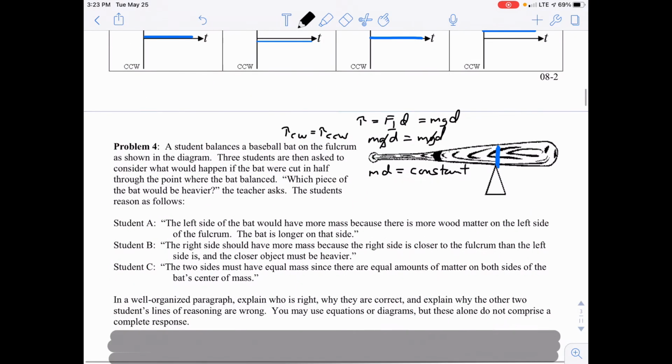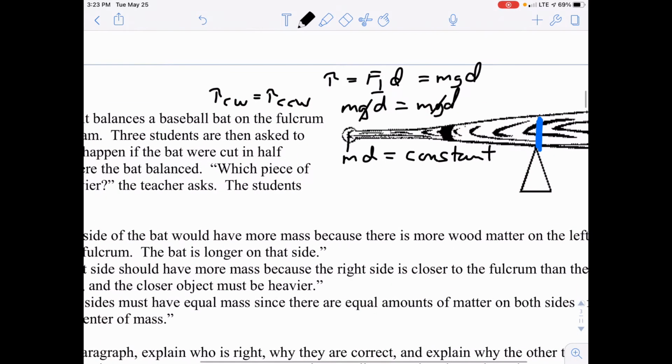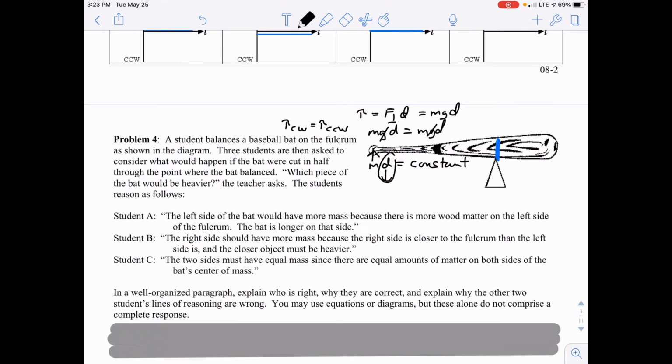Well, it's asking which student would be heavier, so which side would be heavier. So the side that's heavier is the side that is closer to the fulcrum. That makes student B correct.